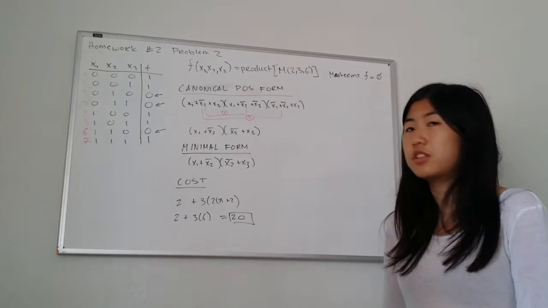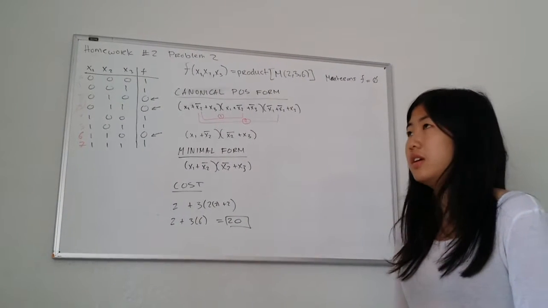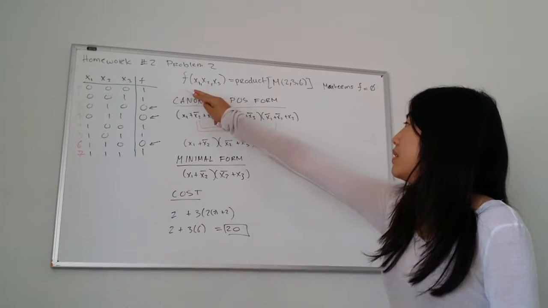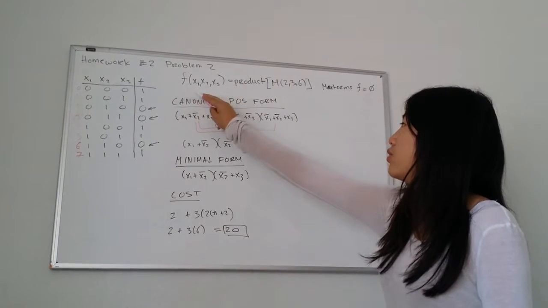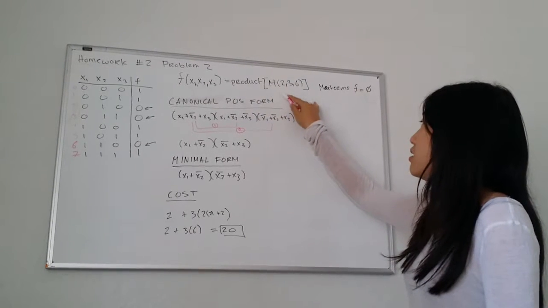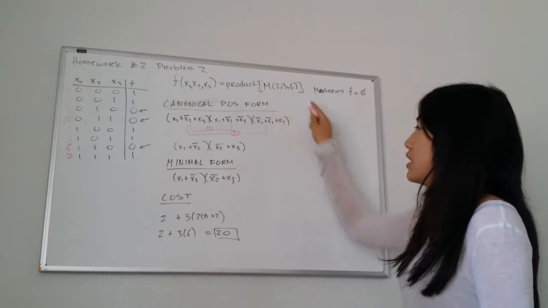Presenting about homework 2, problem 2 in our ECPE 71 class. So the main problem that's given will be the function of x1, x2, x3 will be equal to the product of the max terms of given 2, 3, and 6.